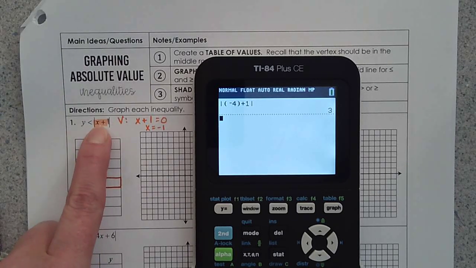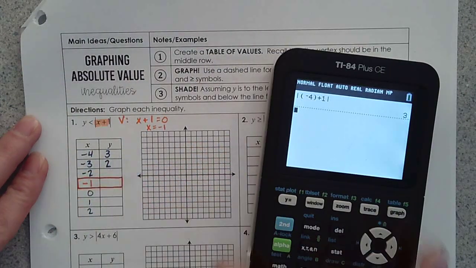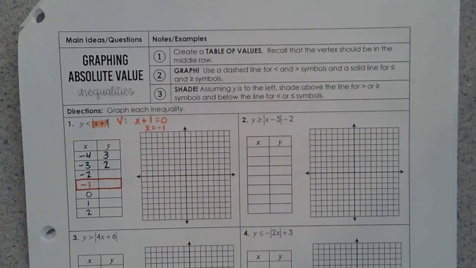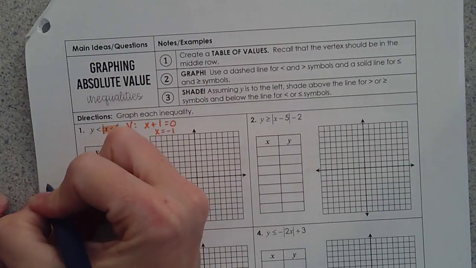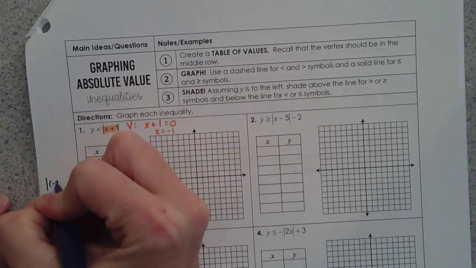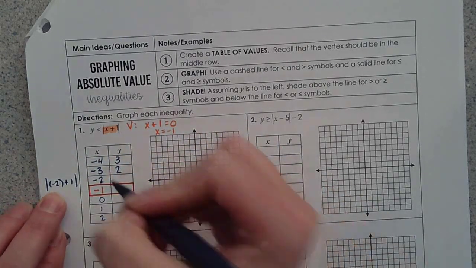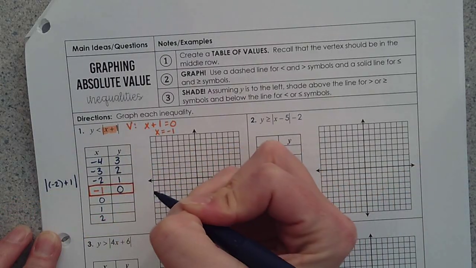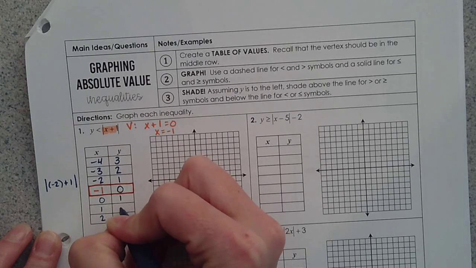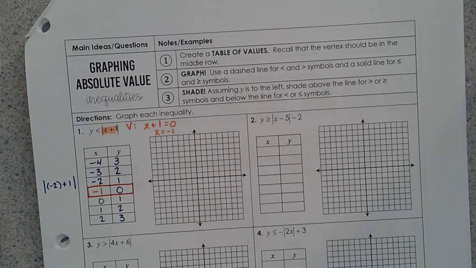-3 goes in for x. -3 plus 1 is -2. The absolute value of -2 is 2. And we're going to fill in the whole table this way. So go ahead and, whichever way you like, work your way through that table. The absolute value of -2 plus 1 is -1, which gives me 1, 0, 1. Okay, I have my table of values.